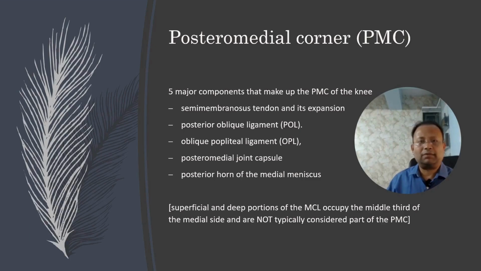Now let us discuss the posteromedial corner of the knee. It has 5 major components. One is the semimembranosus tendon and its expansion. Next, the posterior oblique ligament and the oblique popliteal ligament. So these are two different structures, the posterior oblique ligament and the oblique popliteal ligament. Then deeper to that, the posteromedial joint capsule, and then the posterior horn of the medial meniscus.